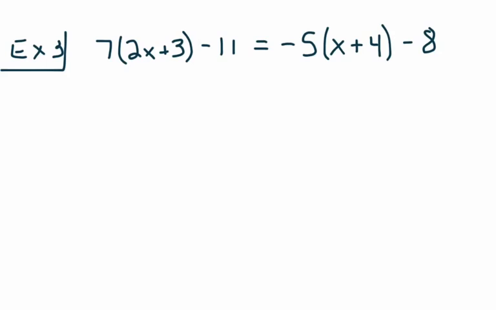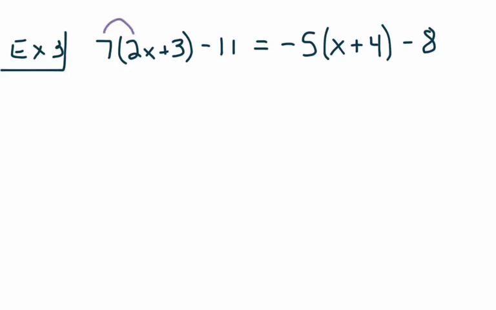Final example, we have 7 times the quantity 2x plus 3 minus 11 equals negative 5 times the quantity x plus 4 minus 8. First step is going to be to distribute to get rid of our grouping symbols, and we can do distribution on both sides of the equal sign at the same time.